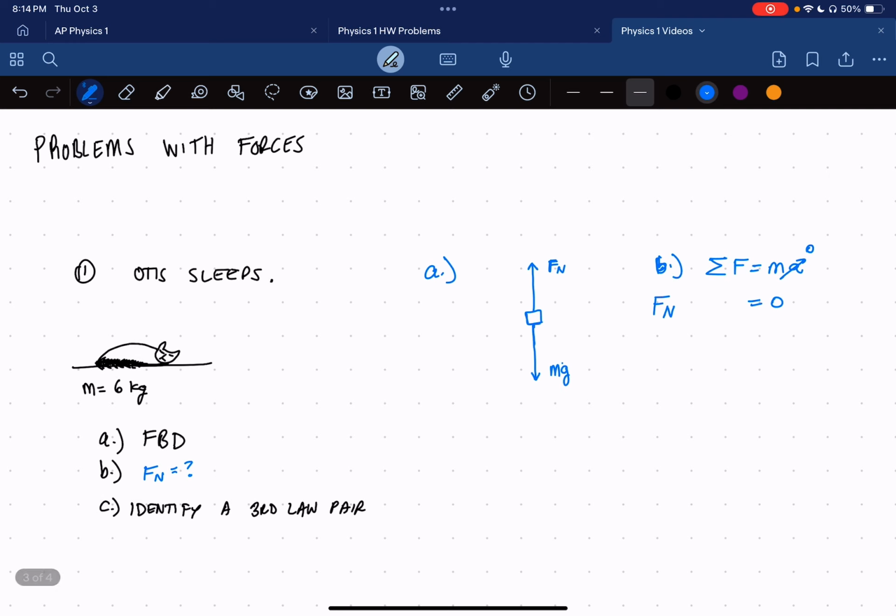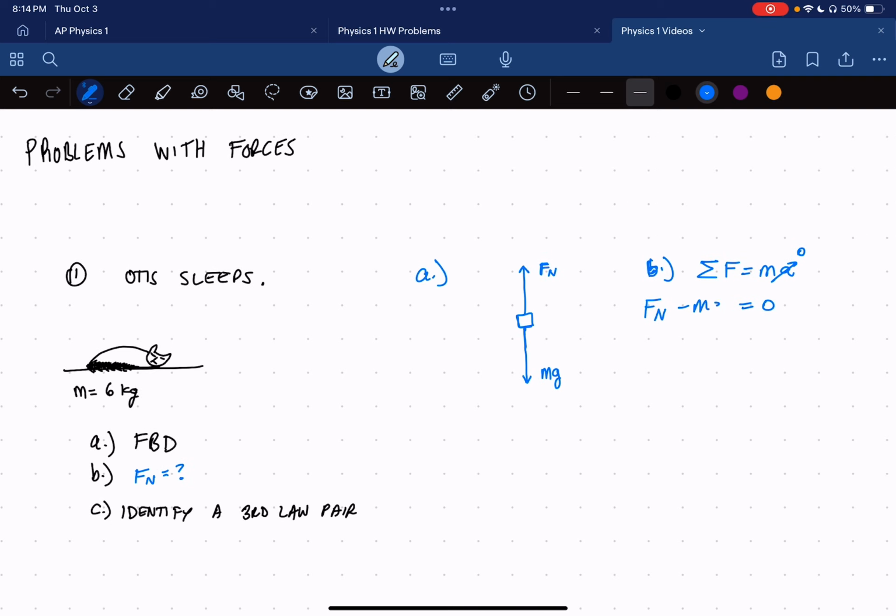Now, should we add mg or should we subtract mg? And we should subtract them. We should subtract mg. When they're in opposite directions, we should subtract. When they're in the same direction, we can add. Okay, so again, we're trying to figure out Fn, so we should isolate it. We're going to add mg to both sides. So we get Fn equals mg.